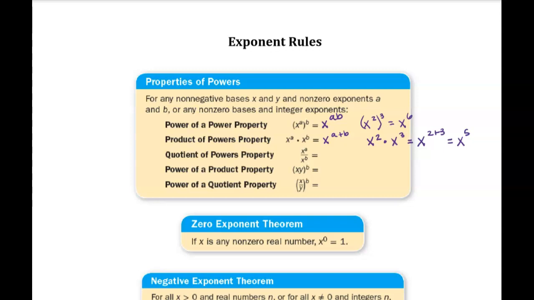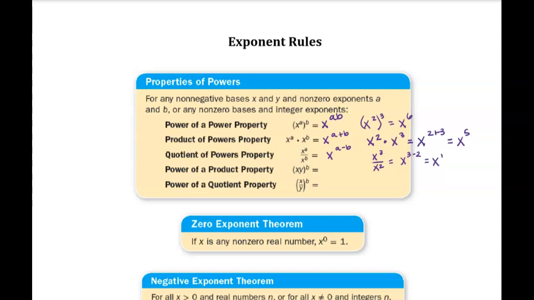Quotient: when you have powers on top and bottom, you subtract. So this would be x^(a-b). And again, this only works with the same base. Those are both x, so we can do that. If we had x^3 over x^2, that would be x to the 3 minus 2, or x to the first power, or you could just say x.